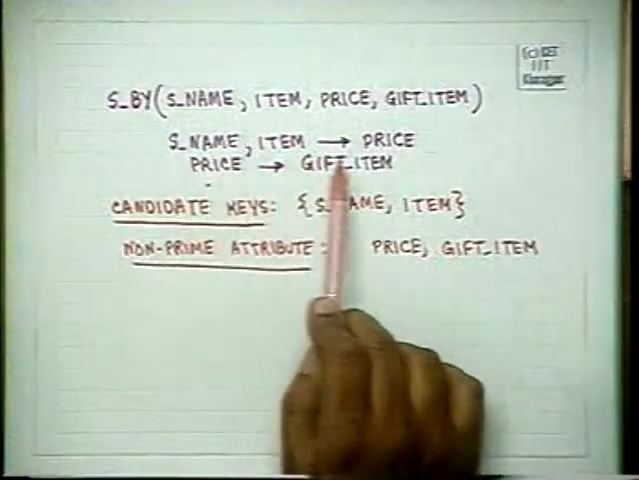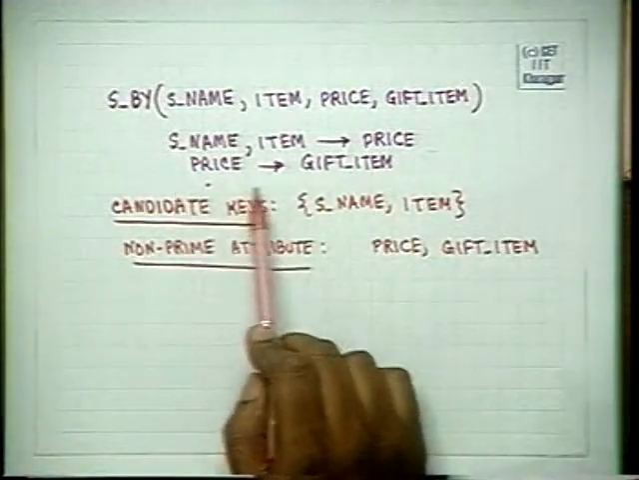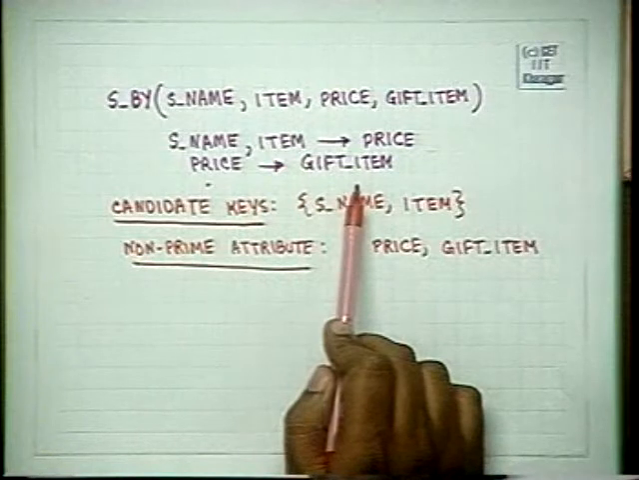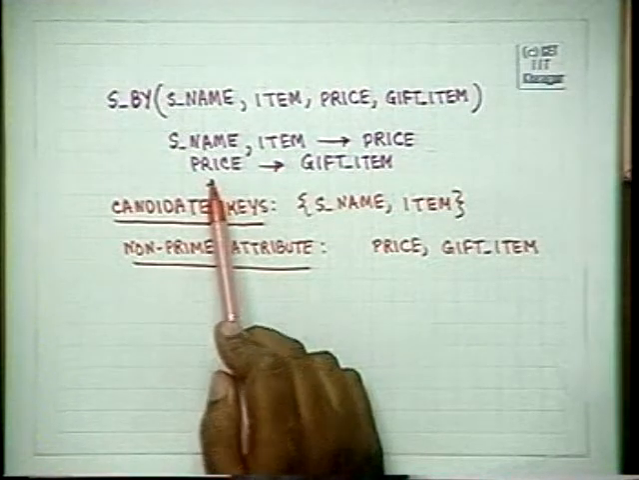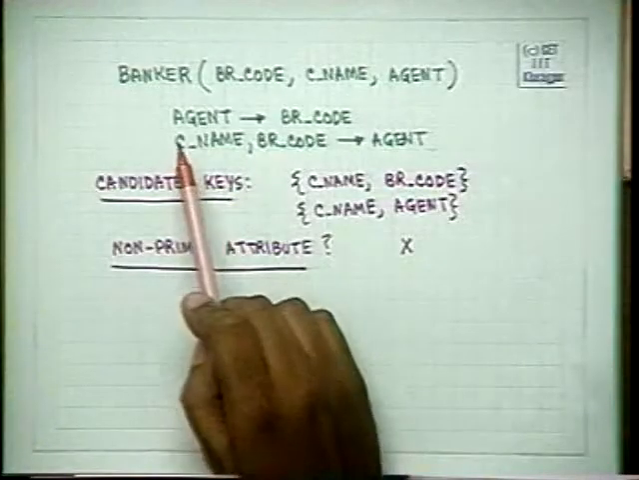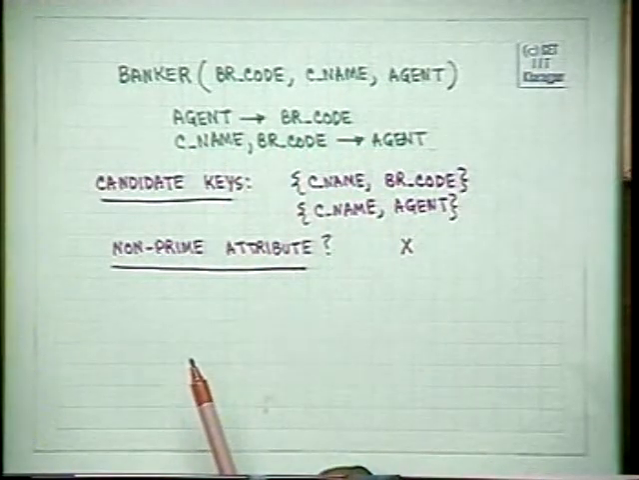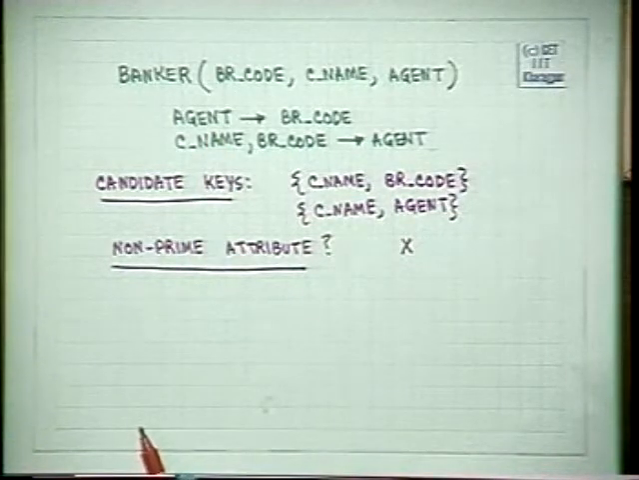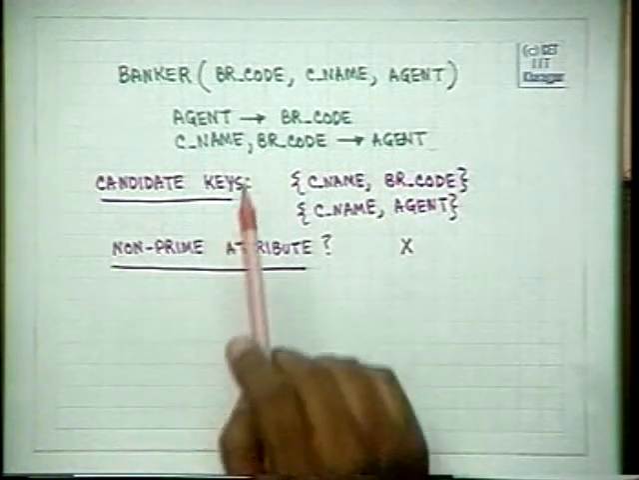Let us see this example. In this example, this satisfies BCNF, but this does not satisfy BCNF, because this is not a superkey. Let us come to the fourth example. Here, agent to branch code does not satisfy BCNF because agent alone is not a superkey. Therefore, this is also not in BCNF.